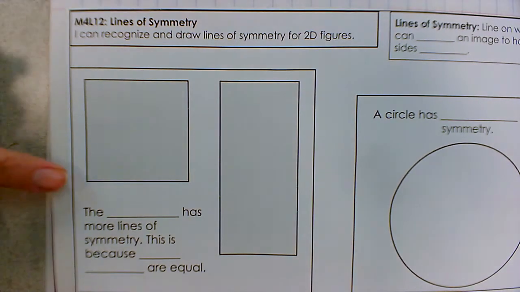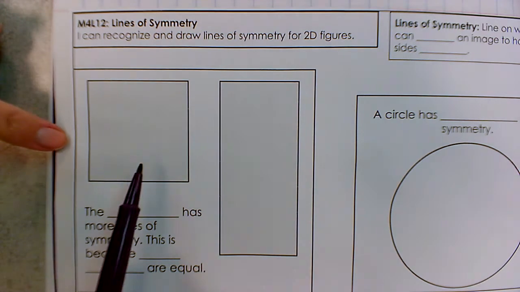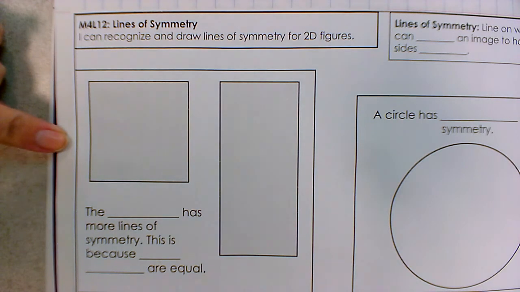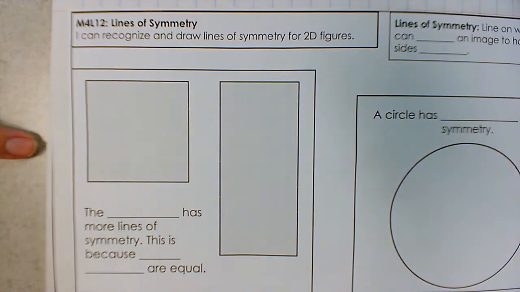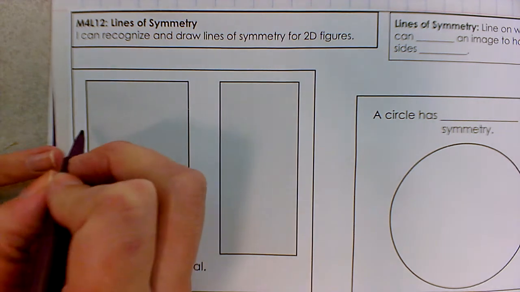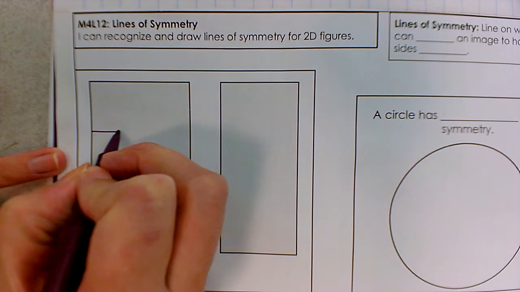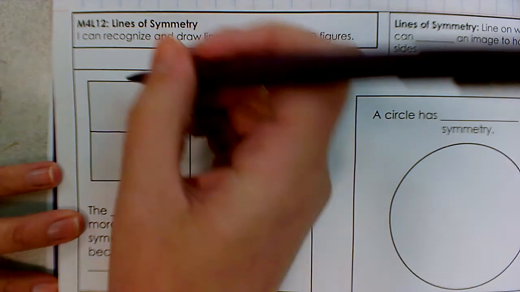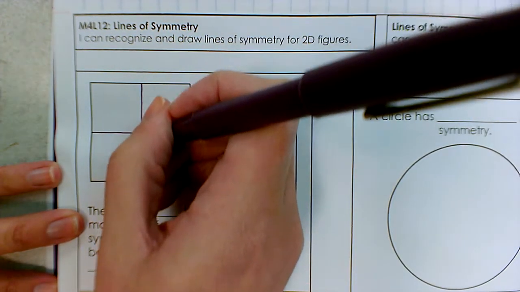Now, I want us to imagine first that we have this square shape here. And if I wanted to fold this square in half so that 2 sides are matching exactly, what are some ways that I could fold this shape? Well, I think right away you know that we could fold it right here in half. So I'm going to go ahead and draw a line this way in half. I can also go in half this way.